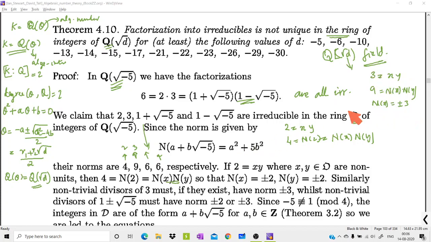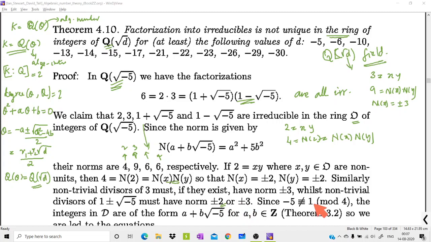So if you consider 2 and 3, we can say that any divisor of 2 or 3 has norm plus or minus 2 or plus or minus 3. These are the possibilities for the norms of the divisors of 2 and 3. Okay. Now we consider 1 plus or minus root minus 5, whose norm is 6. If there exists a divisor for these numbers, then the only possible norms of the divisors are plus or minus 2, plus or minus 3.